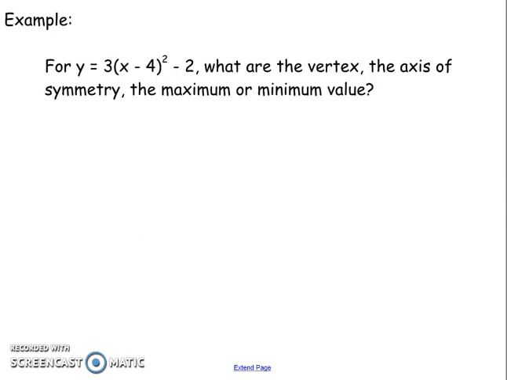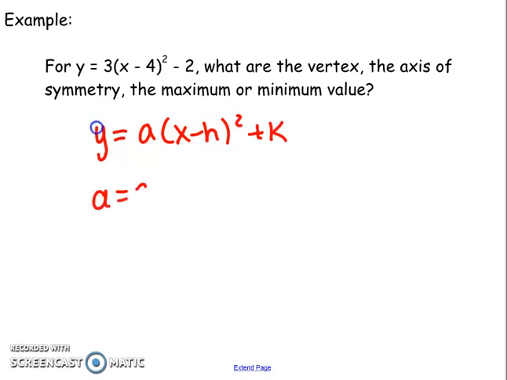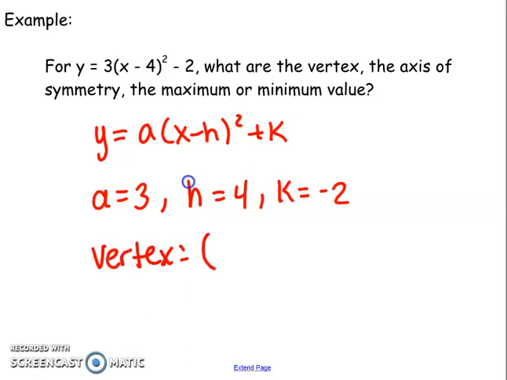If we look at this example, we want to find the vertex, the axis of symmetry, and the max or min value. The first thing we're going to do is compare this to our y equals a times x minus h squared plus k, and we're comparing it to vertex form. From here, we can see that our a value is 3, our h value is 4, and our k value is negative 2. Having this information, we can find the vertex. We know that the vertex is going to be at h comma k, so our vertex is going to be at 4, negative 2.